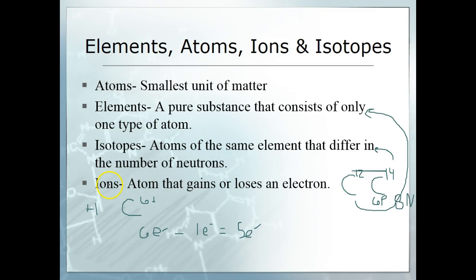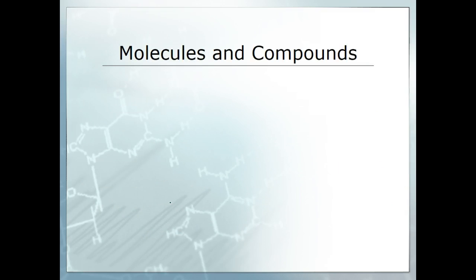Negatively charged ions are anions. If we did the opposite, well, you don't want to minus a proton. You want to add an electron. So if we have 6 protons and we add an electron, then all of a sudden we have 7 electrons. Now we have a net of -1. That is a positively and negatively charged atom.